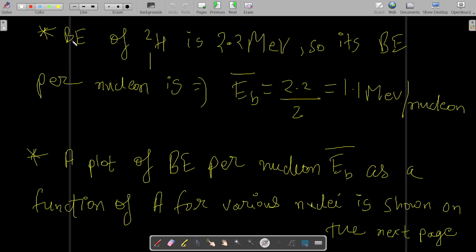Now, over here one example is there: binding energy of H12. What is this? This is your deuterium. We are finding the binding energy per nucleon of deuterium over here, not deuteron. There is a difference between deuteron and deuterium.